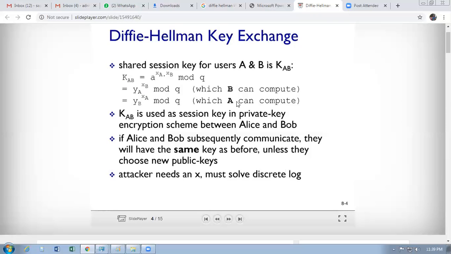Similarly, user A can calculate the session key. He knows the public key of the other person and his own private key value. So using the public key of the other person and the private value of his own, he can calculate the session key. So both the values are equal. This KAB is used as a session key in private key encryption schemes like AES, DES, etc.